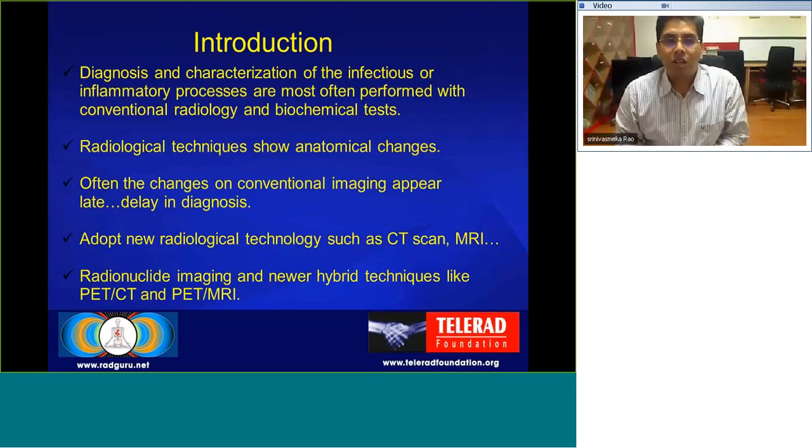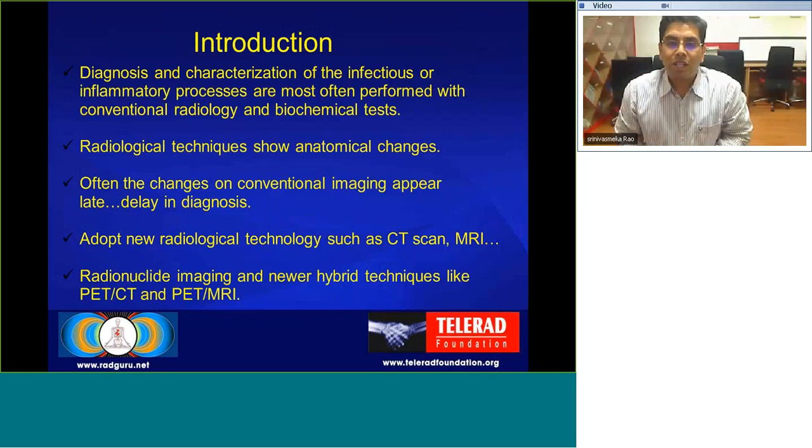So here, the introduction is, as you all know, the diagnosis and characterization of any infectious or inflammatory process is most often performed with conventional radiology. That will be the first line of investigation modality, and then followed, they are usually supported by the biochemical tests. However, the radiological techniques only show the anatomical changes. We cannot really get the function out of it.